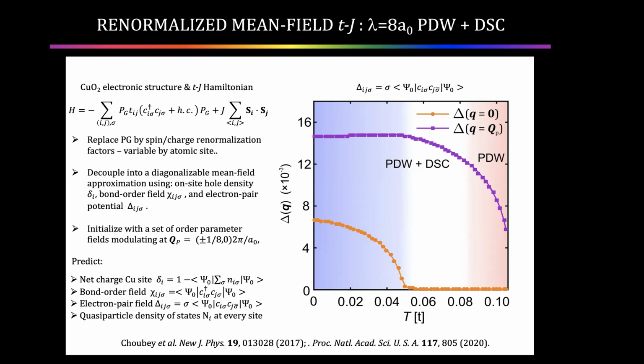PDW is a superconductor. Pardon? PDW. I'm sorry, it discovers a finite Q superconductor above the TC of the Q equal to zero superconductor. That's correct.